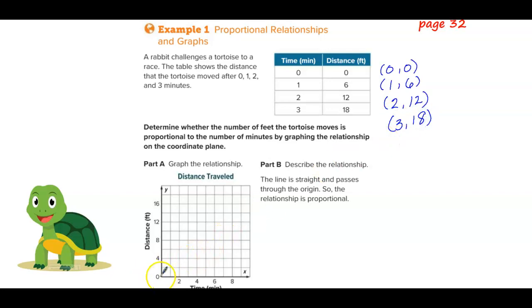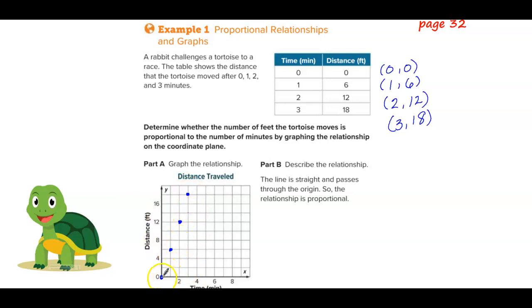So it means after 0 minutes, the tortoise has moved 0 feet. After 1 minute, the tortoise has moved 6 feet. So we're going to go 2, 4, 6 feet, right there. After 2 minutes, the tortoise has moved 12 feet. 2, 4, 6, 8, 10, 12. And after 3 minutes, the tortoise has moved 18. So it'd be 16, 18.